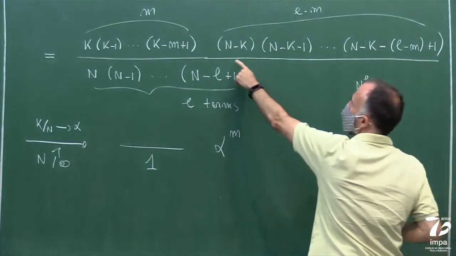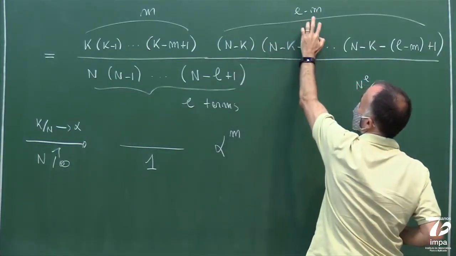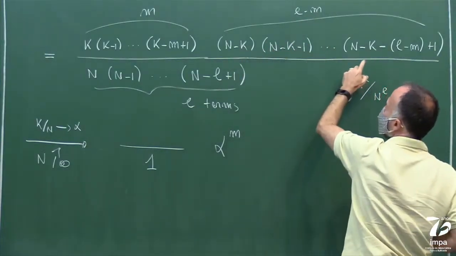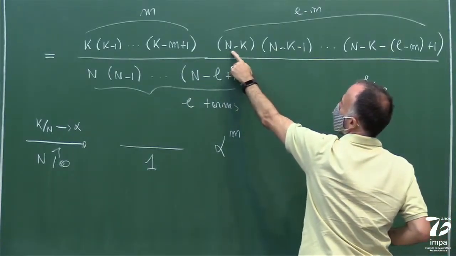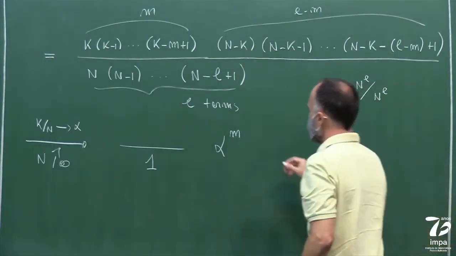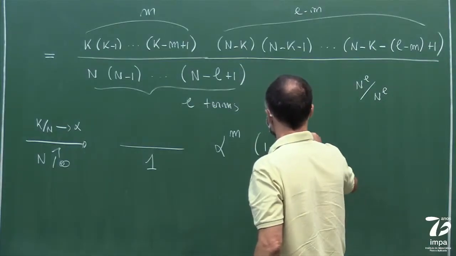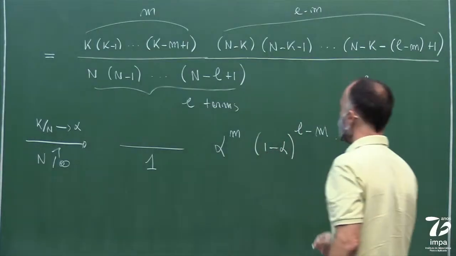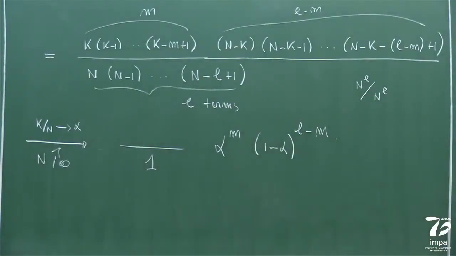And for that one, if I divide it by n to the power L minus m, I get a factor n for each of these terms. This one will converge to 1 minus alpha. This one to 1 minus alpha. And this one to 1 minus alpha. So I get 1 minus alpha to the power L minus m. So this is the limit. So this converges to alpha to the power m, 1 minus alpha to the power L minus m.